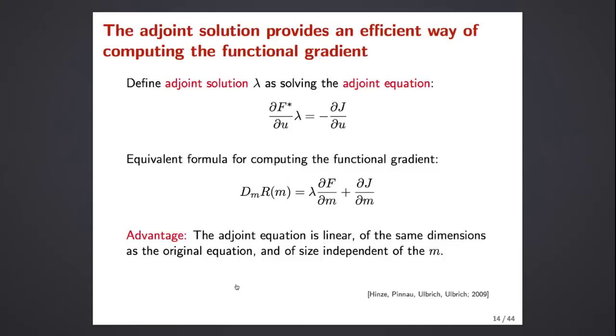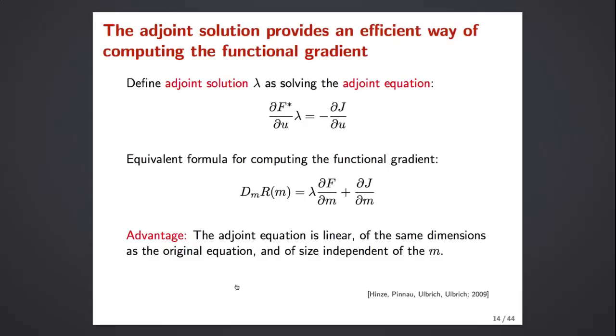So one way of efficiently computing this is via the so-called adjoint. And the idea is that you define the adjoint equation, which is related to your forward equation, and you define the adjoint solution as the solution of the adjoint equation. Okay, so the adjoint equation is this. It's the partial derivative of the PDE F with respect to U, and then take the adjoint. Lambda is here the adjoint solution, and on the right hand side, we have the partial derivative of J.